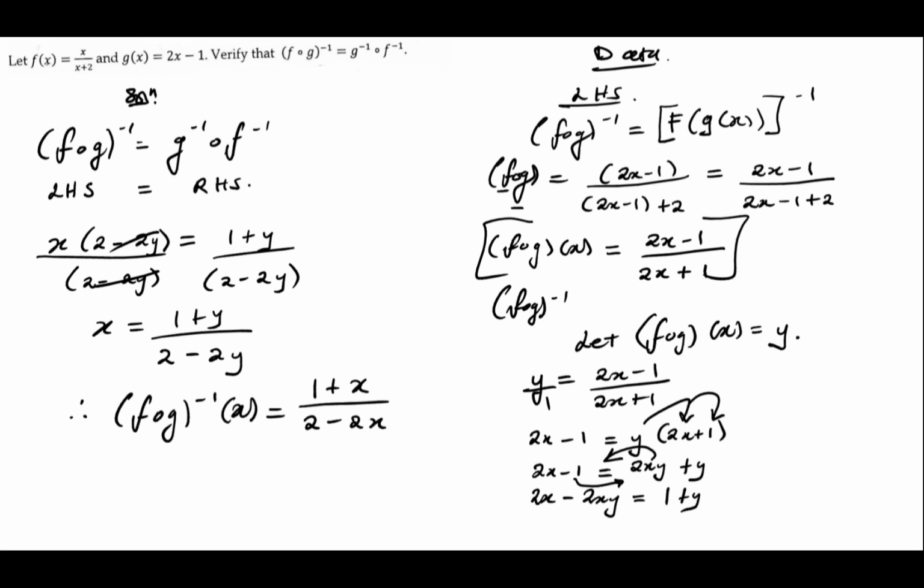Now, be mindful that if one person decides to just write the fog inverse is equal to, let's say, 1 plus x over 2 minus 2x, this is also correct. It is fine. So just be mindful about it. So this is our f of g inverse, the particular part that we're looking at, which is the left-hand side.